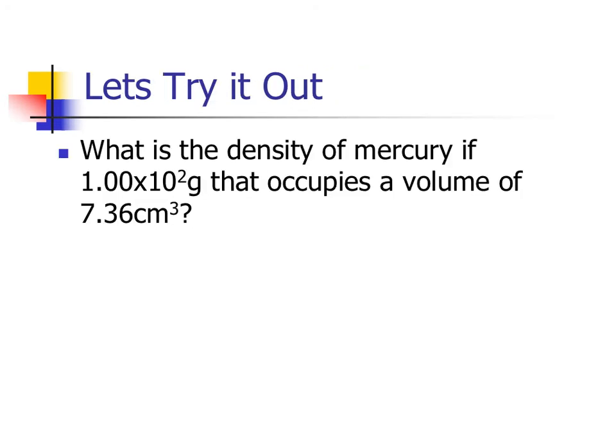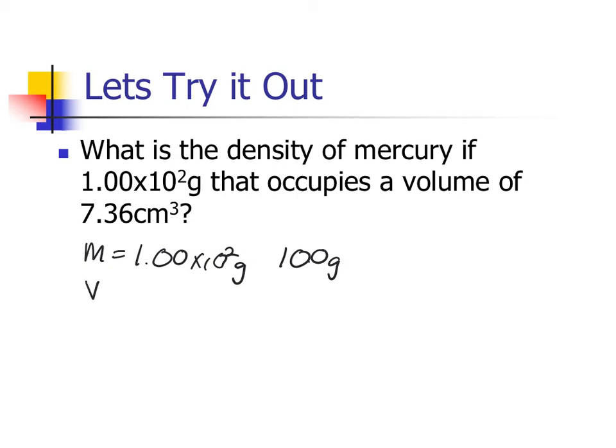So let's try some examples of calculating density. Density of mercury. What is the density of mercury? 1.00 times 10 to the second grams occupies a volume of 7.36 centimeters cubed. When I do a lot of these math things, I usually like to do them very step by step, which means I will take and go mass is equal to 1.00 times 10 to the second grams, which some of you might prefer to have written as just 100 grams.